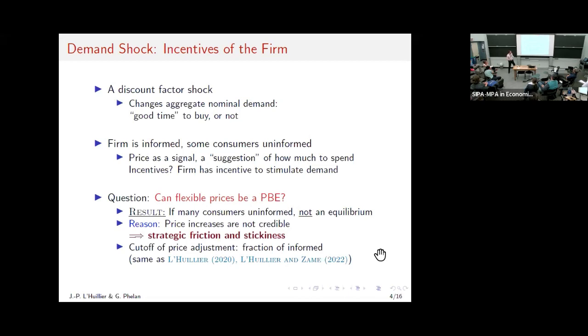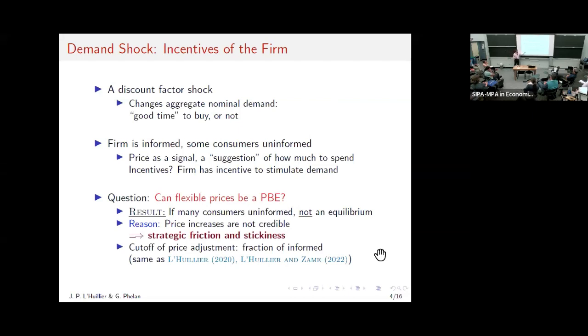So in other words, this argument explains that there is a strategic friction, and therefore price stickiness is going to arise. I have not yet given the explanation of why stickiness arises; I'm going to do that when I show you the model, but I have explained why there's a strategic friction when there's a demand shock. The reason is that the firm cannot credibly increase prices when it has superior information. And to preview the result, there's a cutoff of price adjustment in the fraction of informed consumers. When enough consumers are informed, the firm can adjust prices, because then the firm can credibly adjust the price. So you can have the flexible price equilibrium be sustainable.